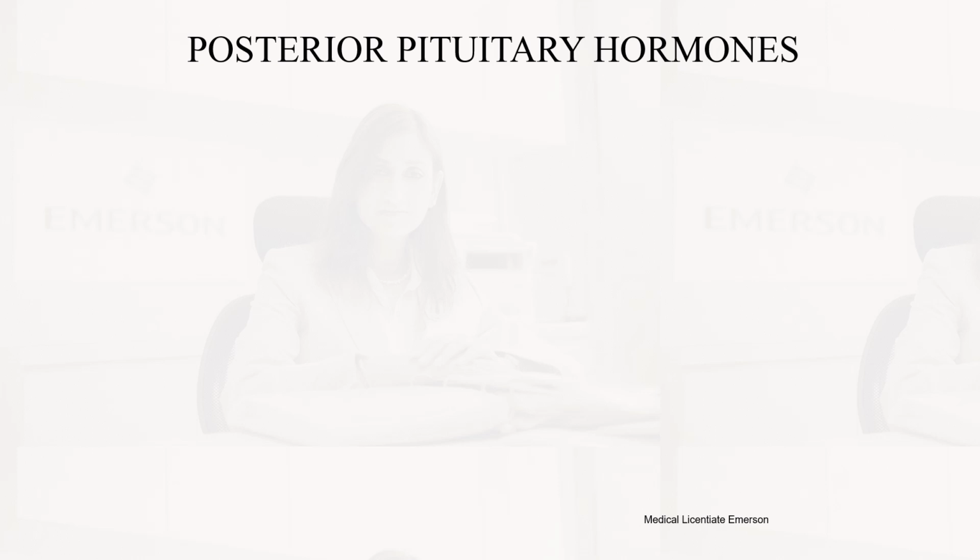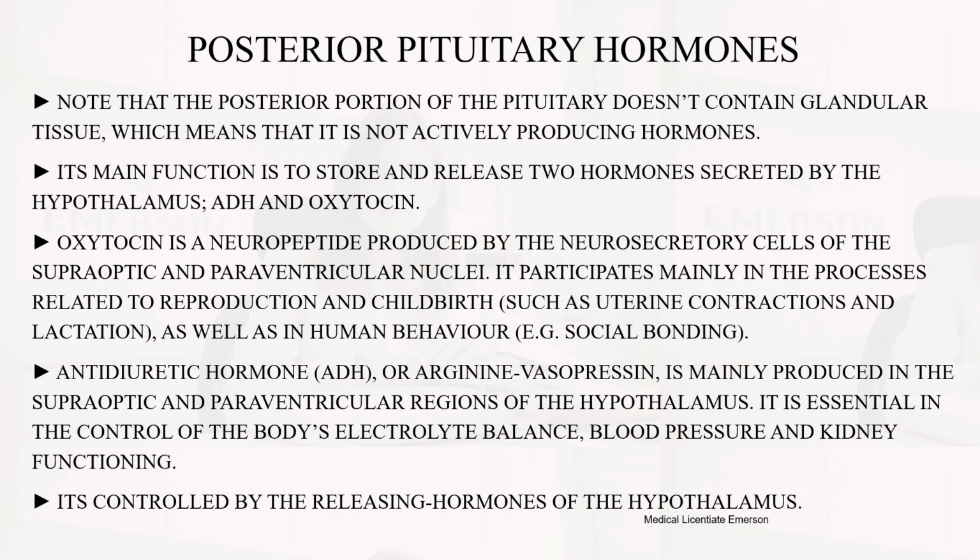So the posterior pituitary gland also releases hormones. You have to note that the posterior portion of the pituitary does not contain glandular tissue, which means that it is not actively producing hormones. Its main function is to store and release two hormones secreted by the hypothalamus, which are ADH and oxytocin.